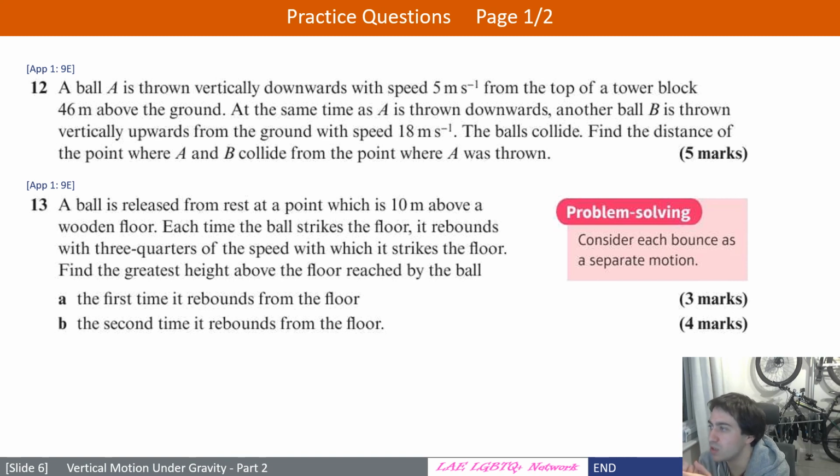The first question that you can see here is pretty much what the example was that we just did. So while it's fresh in your mind, see if you can answer it. Obviously the numbers are different. Give that a go. 13 is a nice one. It's using suvat a couple of times to see subsequent bounces of an object bouncing up and down. And then finally you've got the challenge on the next slide. So give these two a go. When you're ready, you can pause the video.